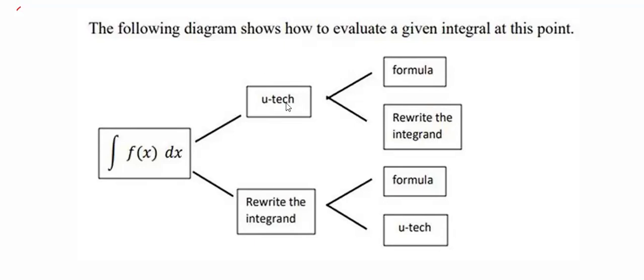So if we apply U technique, then the resulting integral is either a formula, kung hindi man. If it is a formula, then we're done. Otherwise, we rewrite the resulting integral. Now, kung mag-fail ito, we can rewrite the integral. If it results to a formula, then we're done. Or we rewrite the integral into a different form and then we apply U technique.